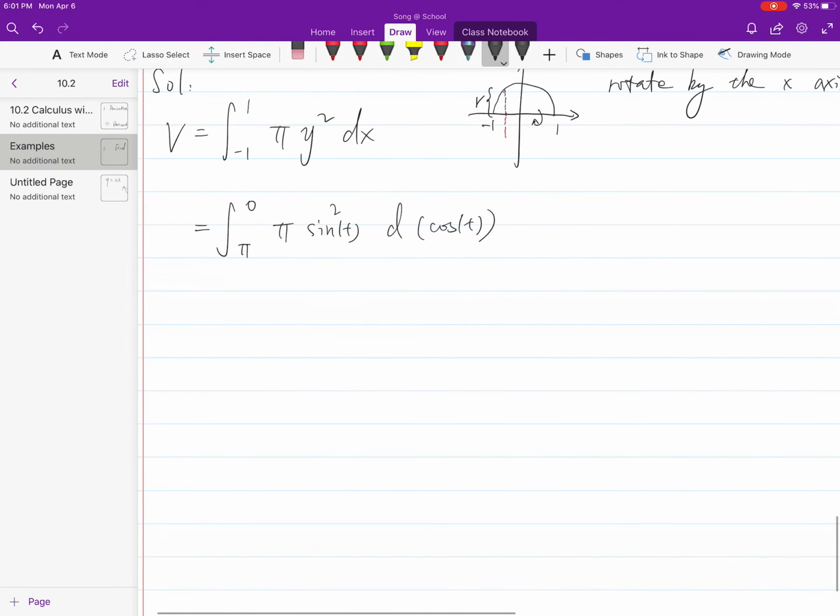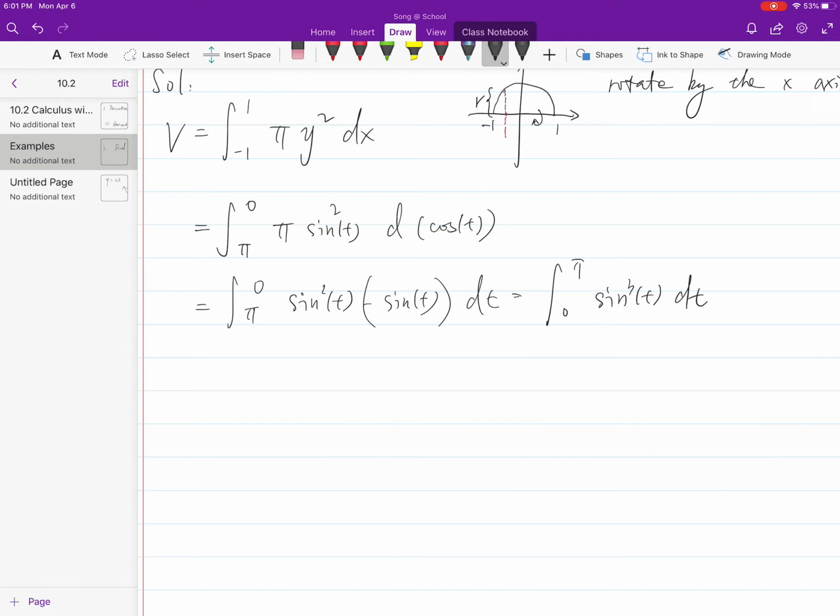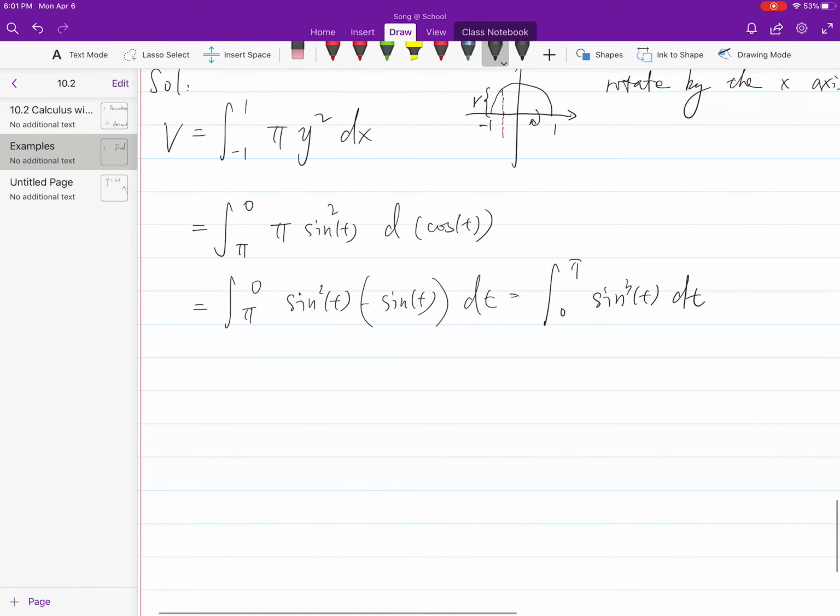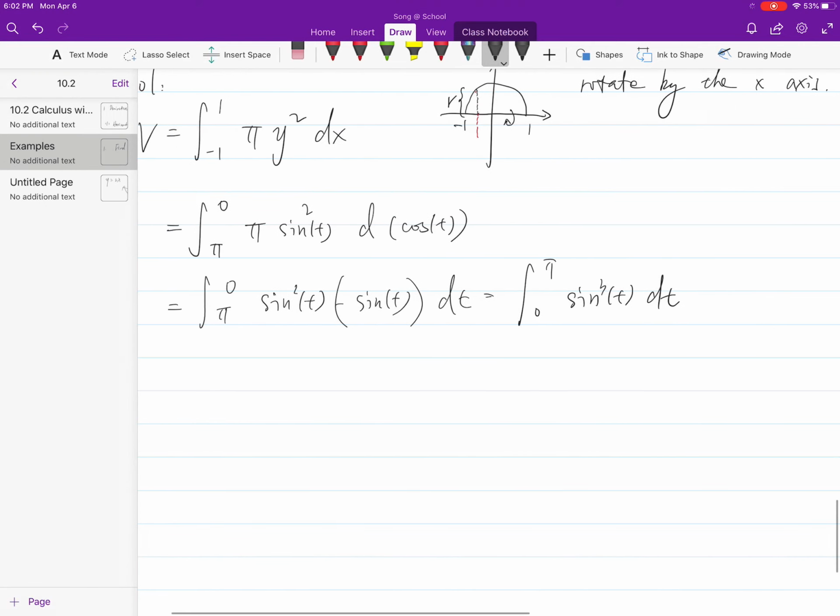Now, your t, as we did before, goes from pi to 0. That's it. This is how you set it up. And to transfer it, it's really easy. You're just plugging in x and y. To finish, it's nothing but pi, from pi to 0, sine squared t negative sine t dt, which is from 0 to pi sine cubed t dt. There is a cube here. There's a negative sign here. And I switched the starting and ending point so they cancel. This is basically what we have for the volume of a sphere.